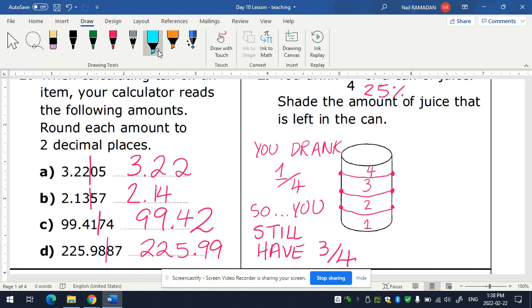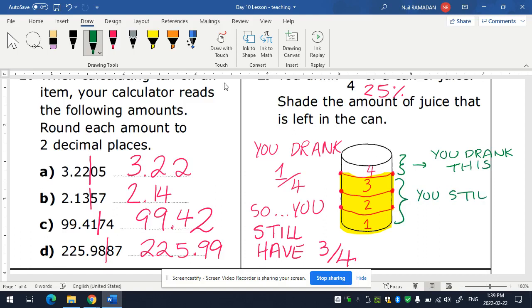So let's go here. I'm going to go with yellow. Go ahead and shade the first stage because that's still left. The second stage and the third stage. That's it. Because all you drank was just the top part. So I'm even going to go more detailed. You drank this, which means you still have all of this.